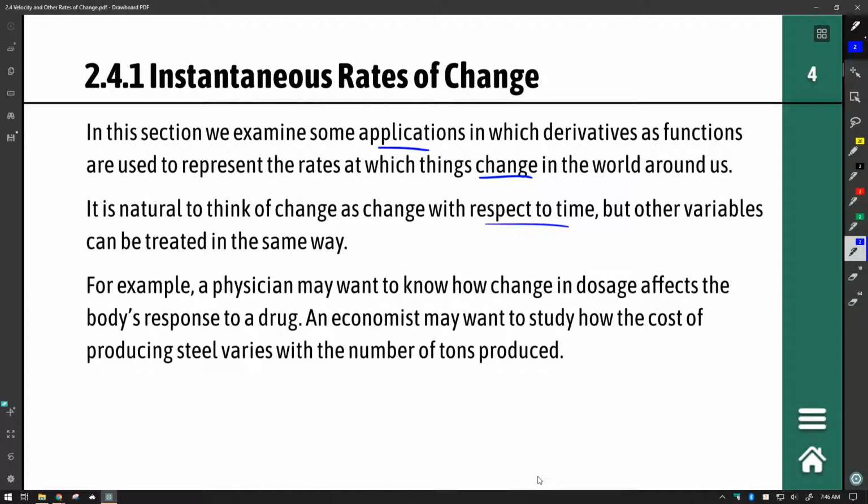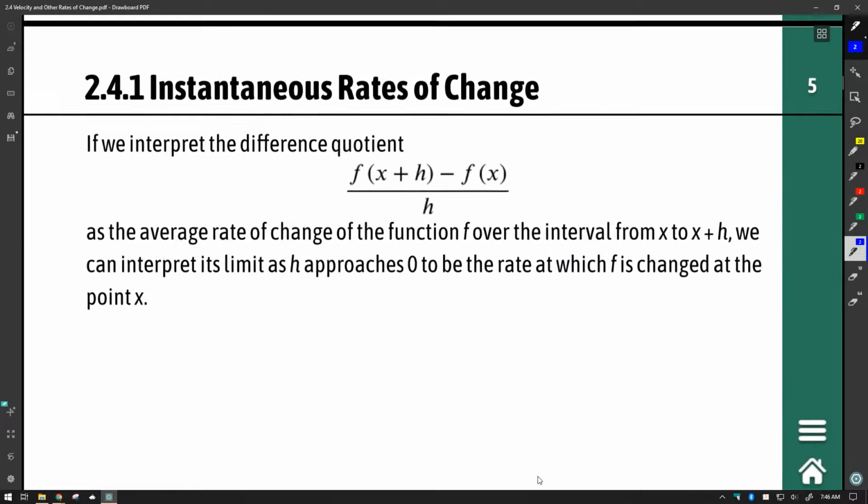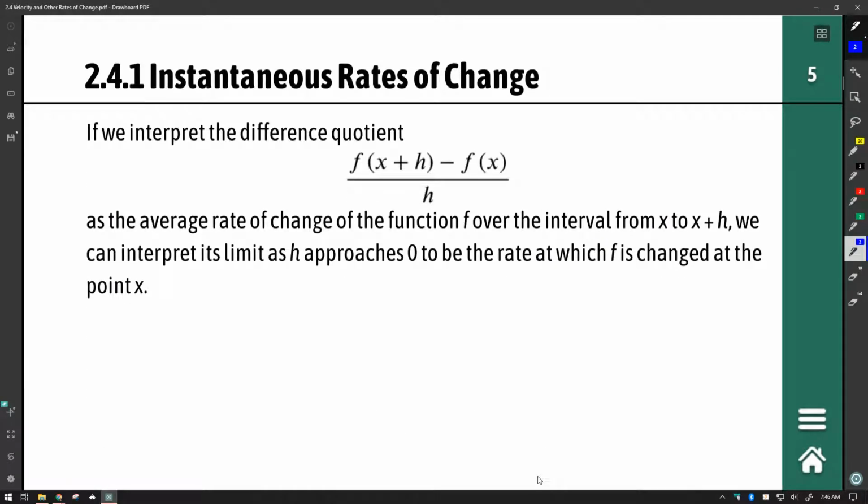For example, a physician may want to know how a change in dosage affects a body's response to a drug, or an economist might want to see how the cost of producing steel changes with the number of tons produced. So there are many different ways where we can compare an independent and a dependent variable and still get a rate of change. So let's begin now with that more well-defined definition of rate of change.